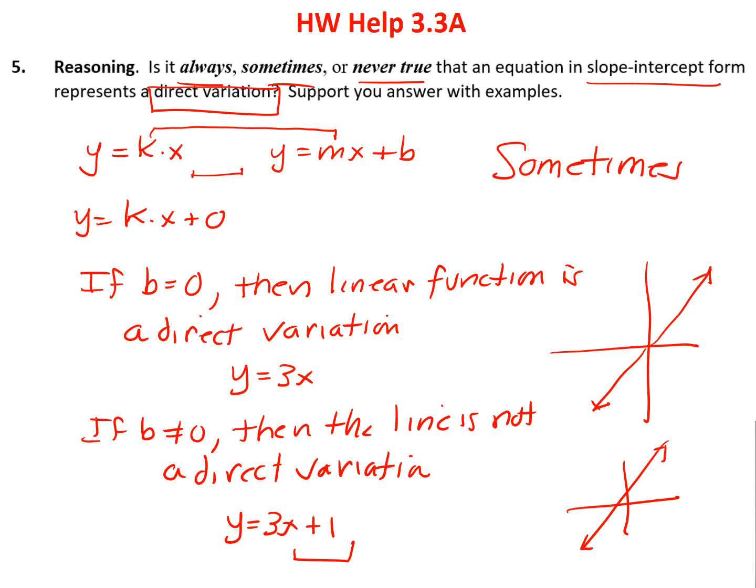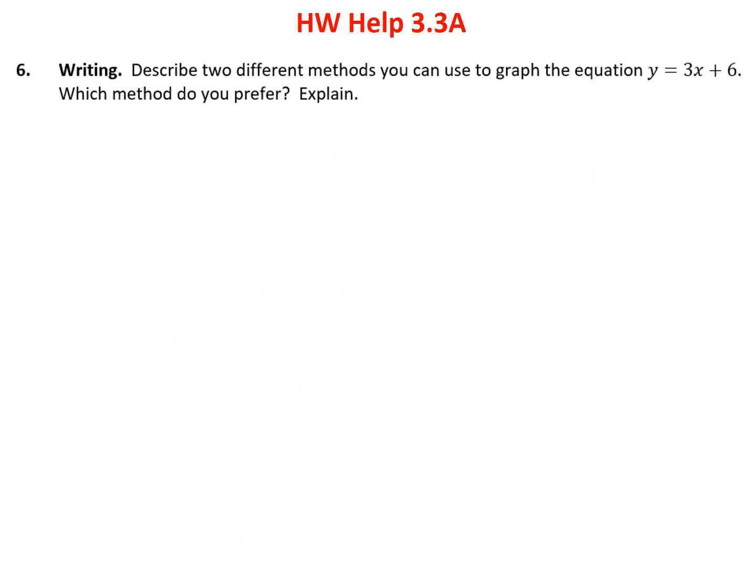Sometimes is my answer, because if the y-intercept is 0, then it is a direct variation. If it's not, then it's not. So our answer is sometimes a line can be a direct variation. Problem 6 asks us to describe two different methods to graph this equation.